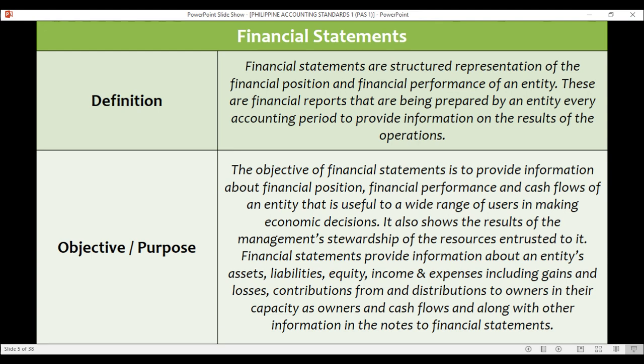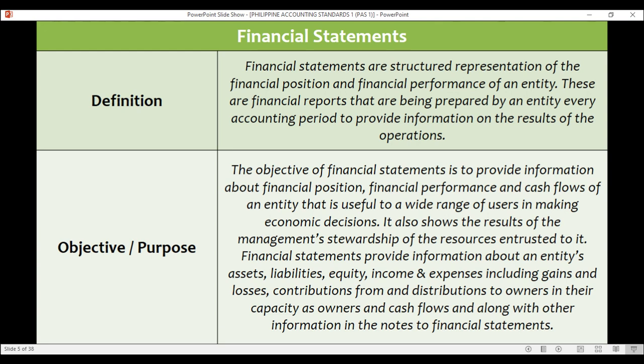So meaning kung ano ang mga nangyari sa buong taon dyan sa assets, liabilities, equity, income, and expenses ng isang kumpanya. Okay? Or sa madaling sabi, the whole operation ng isang company. Okay? Dinidescribe dun sa financial statements. Of course, described in terms of accounts and the related balances.